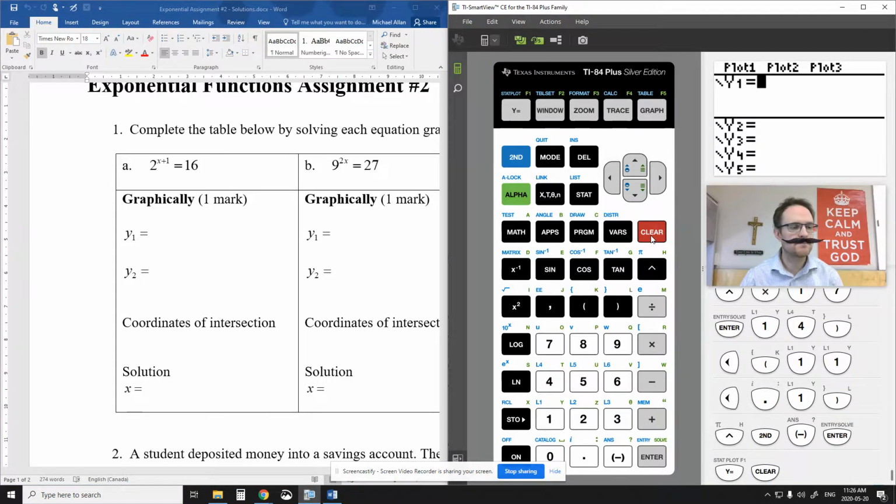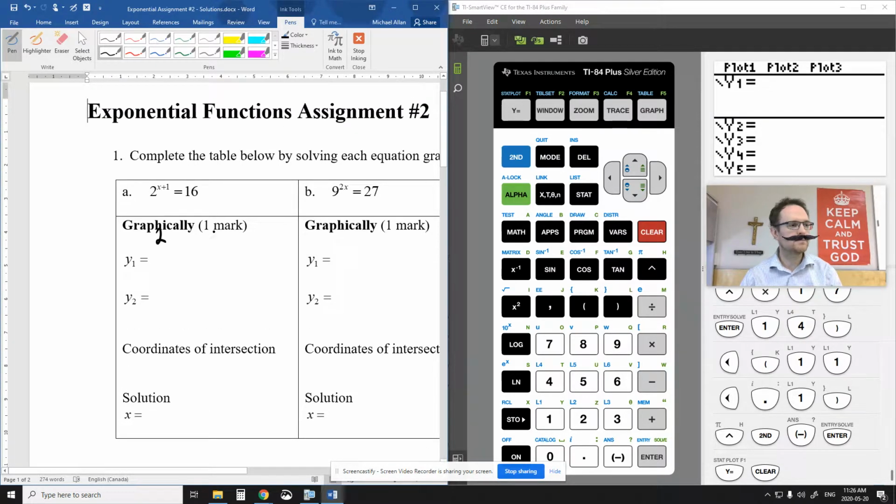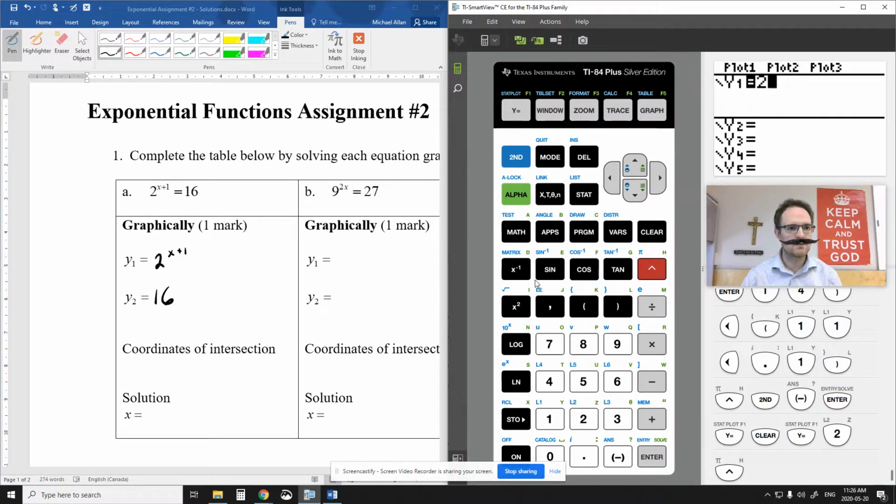That's fine. So what I'm going to do here is put in y1 as 2 to the power of x plus 1, and then y2 being 16, and then find out where they cross each other. So I'll just quickly type these in.